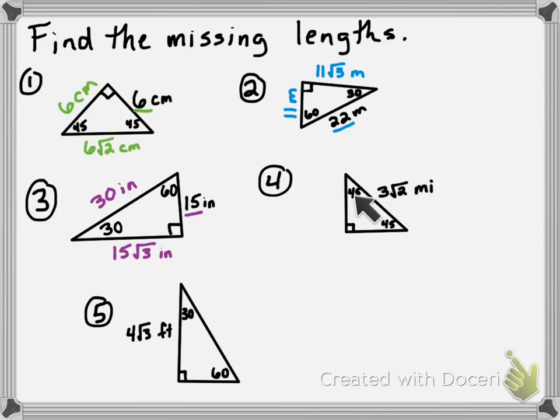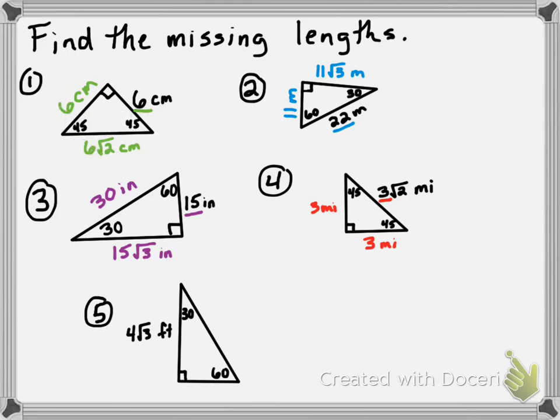Alright, number 4. This time, it's another 45, 45, 90, but this time I know the hypotenuse. Because the right angle is here, so this is the hypotenuse, 3 times the square root of 2. Well, that means that 3 is my number, so each leg is 3 miles. Okay, because 3, 3, 3 square root of 2. Just like this one was 6, 6, 6 square root of 2.